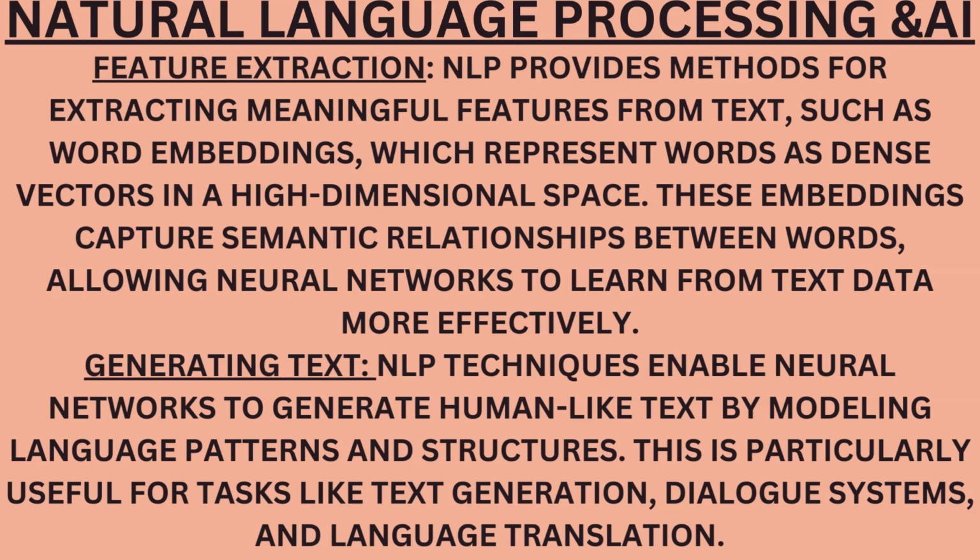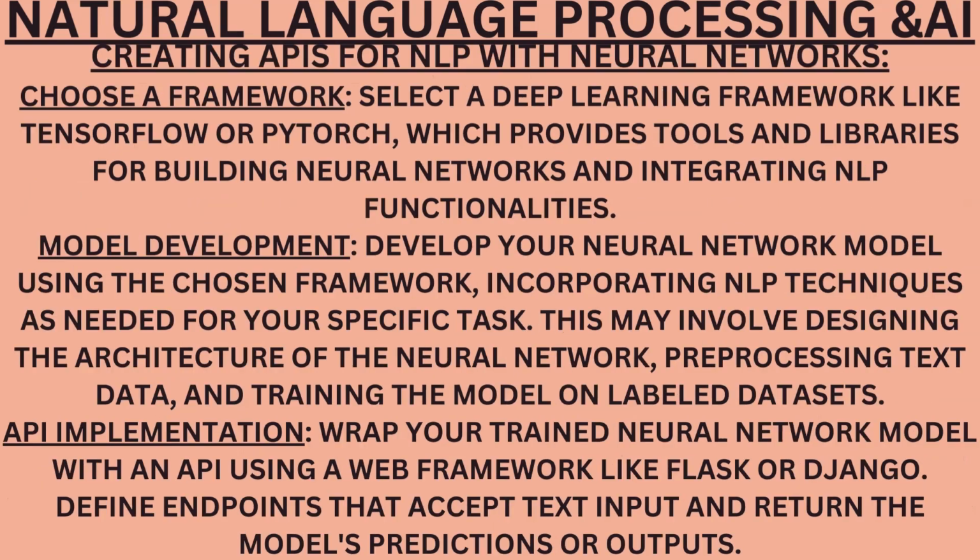Generating text. Natural language processing techniques enable neural networks to generate human-like text by modeling language patterns and structures. This is particularly useful for tasks like text generation, dialogue systems, and language translation. Creating APIs for natural language processing with neural networks. Choose a framework. Select a deep learning framework like TensorFlow or PyTorch, which provides tools and libraries for building neural networks and integrating natural language processing functionalities.